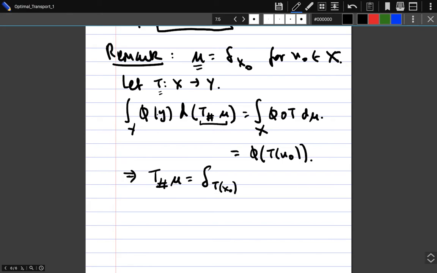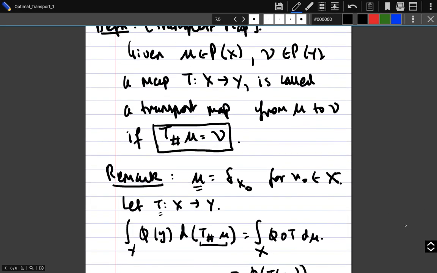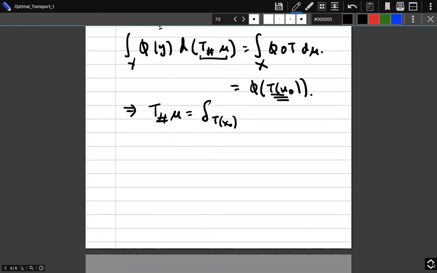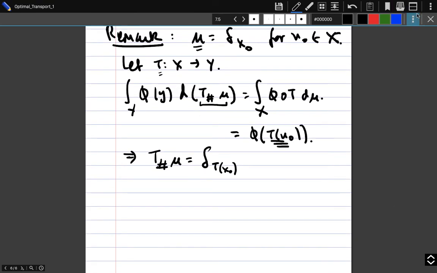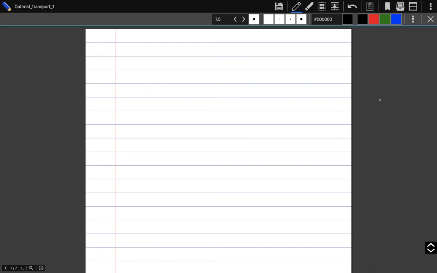So it's evaluating phi at the point T of x0. So it itself is actually a Dirac mass. And so if you go back to the definition, if I started with a Dirac measure here, then if nu was not a Dirac measure, you would not be able to find a transport map from mu to nu. So this shows that it's not always possible to have a transport map between two measures. This is an interesting example to keep in mind for something that I'll talk about later.